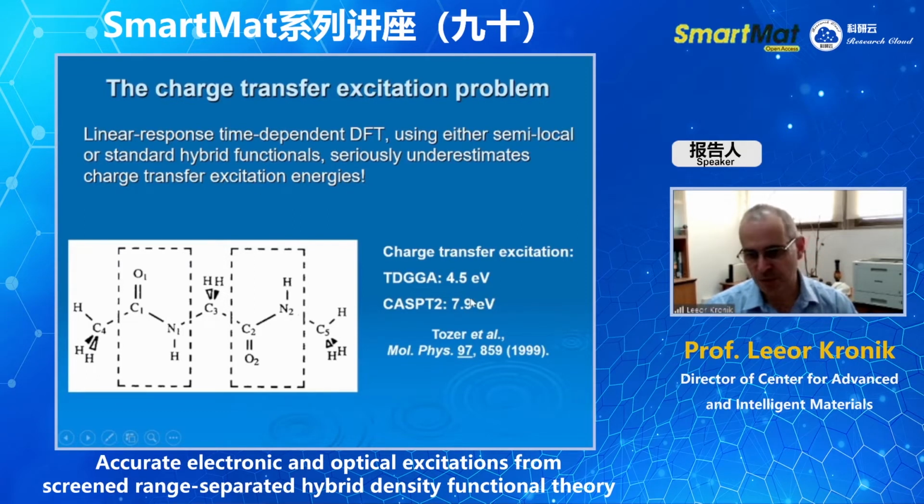This was first pointed out by David Tozer, again, more than 20 years ago. Here's a dipeptide. So the lowest excitation from one unit to the other with a wave function method is supposed to be almost 8 electron volts in energy. Time-dependent GGA mistakenly thinks that it's only 4.5. So a very serious underestimate, which can have very serious consequences.